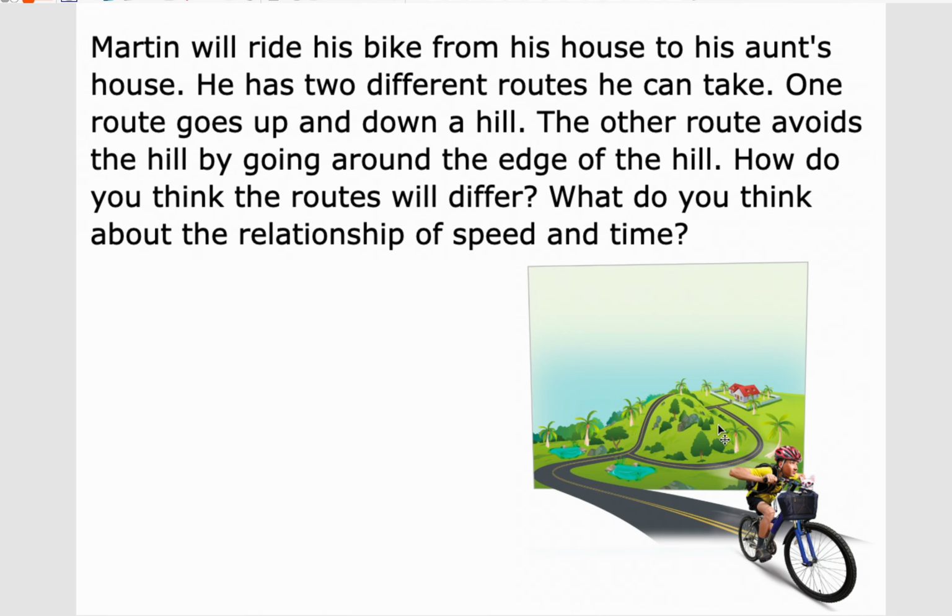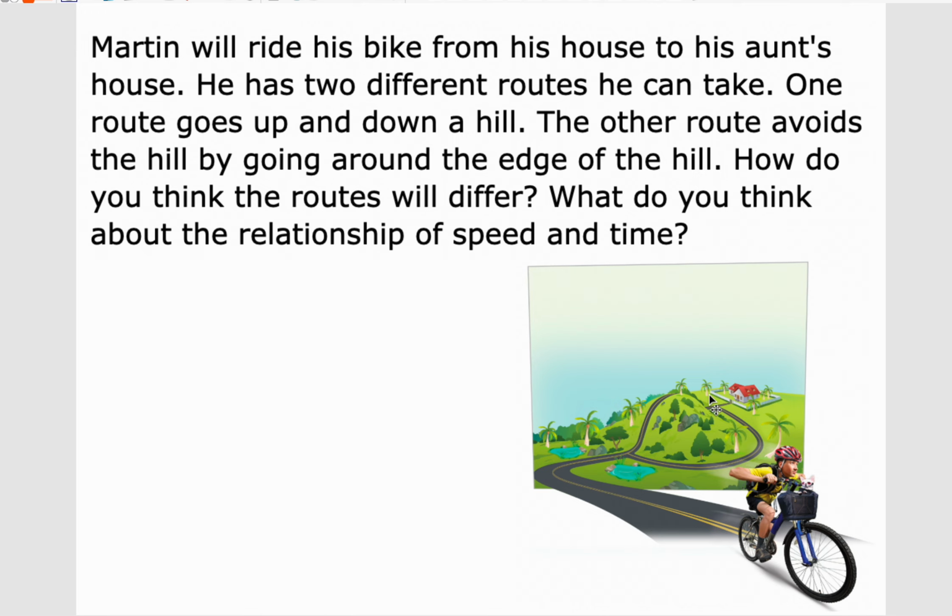What do you think about the relationship of speed and time? If you were thinking about riding this bike, your speed going up the hill would be slow. But then when you got to the top of the hill, it would kind of level off for a minute. And then as you went down the hill, your speed would really increase. And you'd go really fast there for a few minutes. Here, your speed would stay pretty constant all the way around the hill.